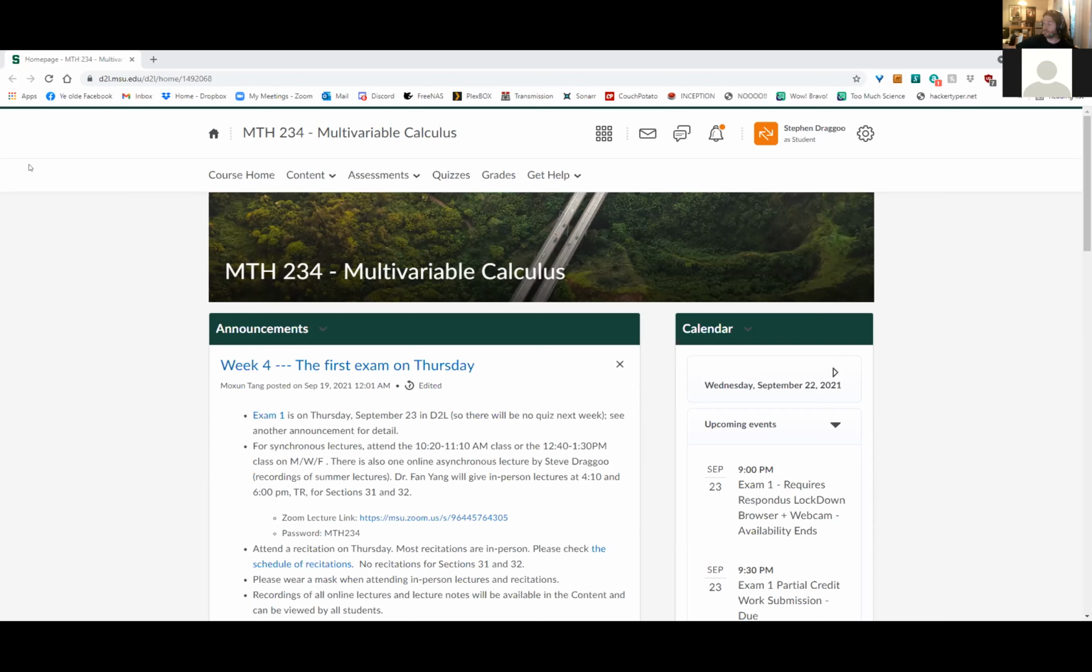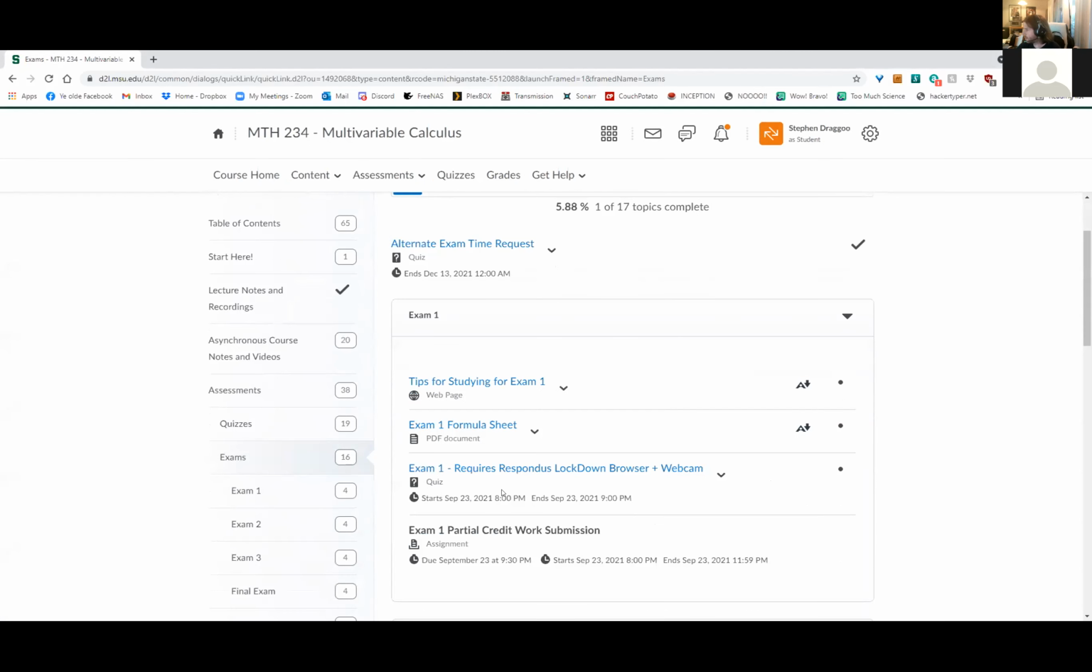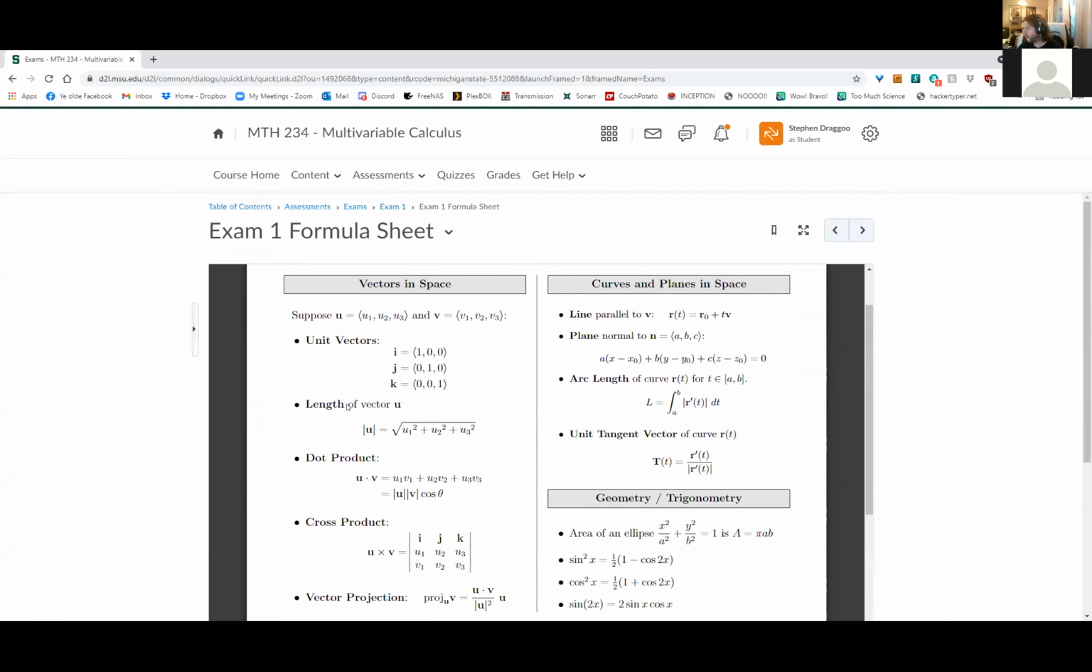There is a formula sheet for the exam, which you can find on D2L. Here I'm at our homepage. If we click on the assessments tab up here on the nav bar, pick exams, and then look at exam number 1, there's a formula sheet right here. You can print that off and bring it with you. You don't have to go anywhere because you're going to take it from wherever your computer is. You can just have this on your desk to work with. It's got all kinds of nice formulas on there. I'd recommend having it.